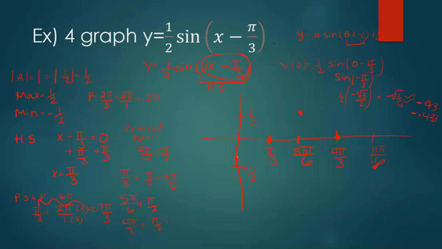Okay, so here you start at negative 0.433, midpoint, max, midpoint, and then the min. So now this is one cycle. Okay, that was that one. Let's see how many more we have. We have 2 more examples.